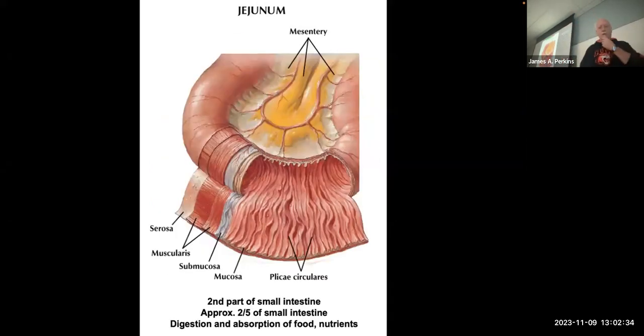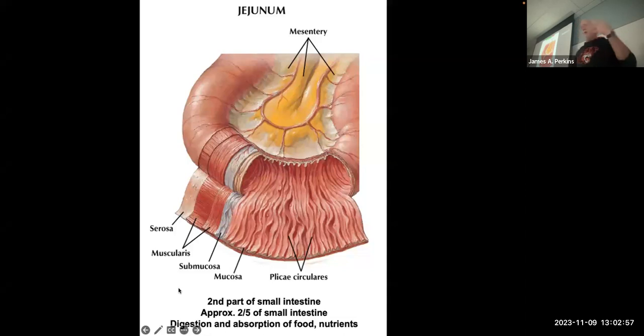So after the duodenum, food would then flow into the jejunum, which is the second part of the small intestine, makes up about 2/5 of the total length. And I should have looked this up. I forget the details, but I mean, there's many feet of intestine. I think it's like 20 feet of intestine. So this would represent about 2/5 of that total length of the small intestine.